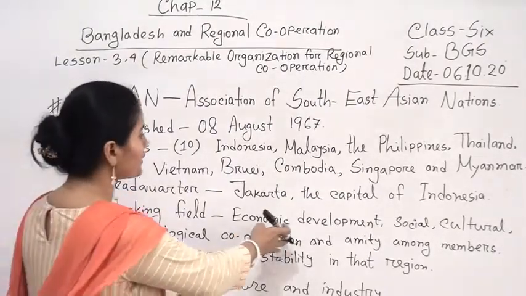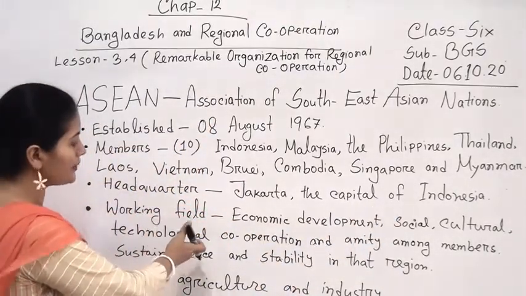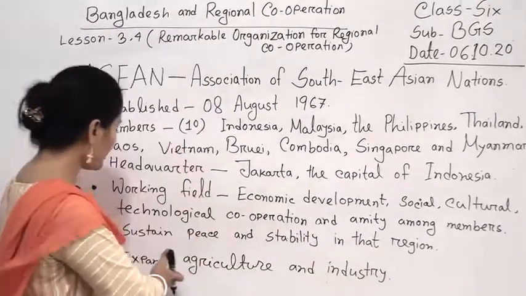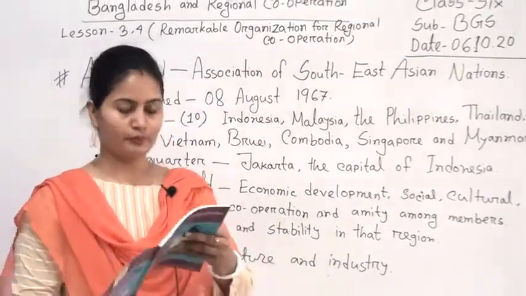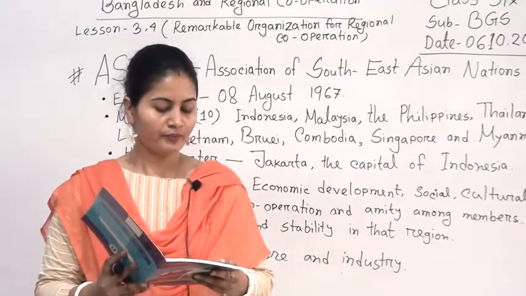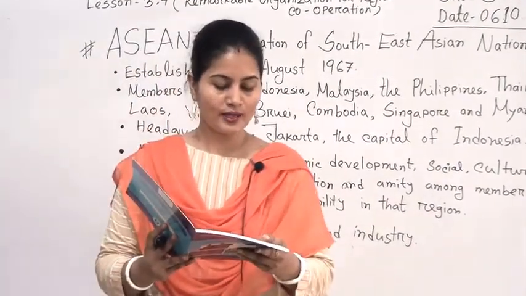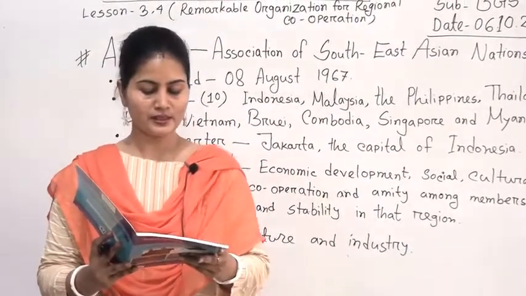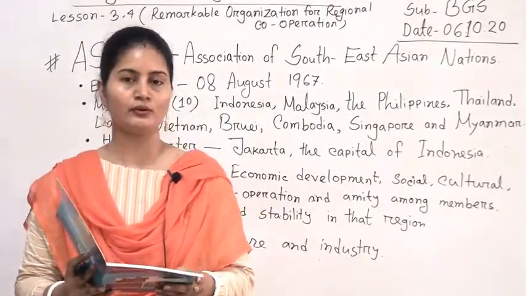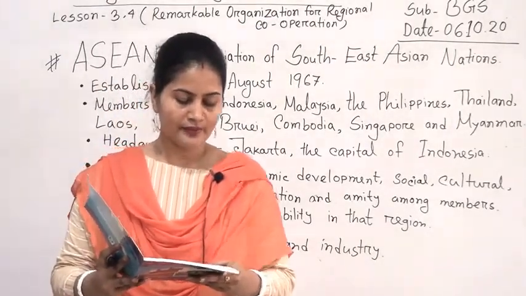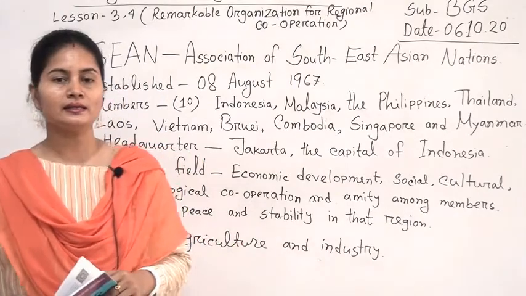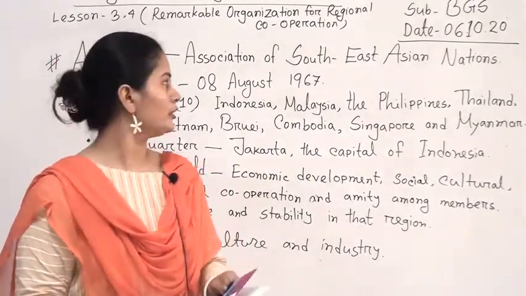ASEAN works with economic development, social, cultural, technological cooperation and amity among members. It also works to sustain peace and stability in the region, and expand agriculture and industry. Now we read in the book, goals and purposes of ASEAN: to work for economic development through collective endeavor, to sustain peace and stability in the region, to work for social, cultural, economic and technological cooperation and amity among the member countries, to organize training and research in professional and vocational fields among themselves. ASEAN also emphasizes expanding cooperation in agriculture and industrial sectors among the member countries. So ASEAN is an important regional organization of Southeast Asia.